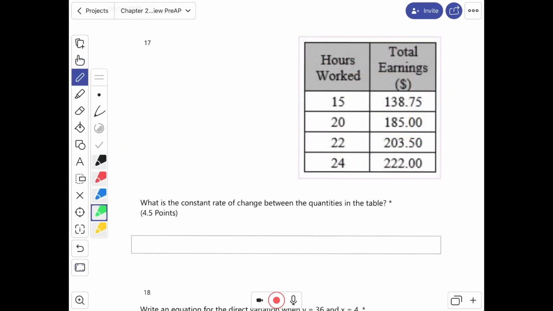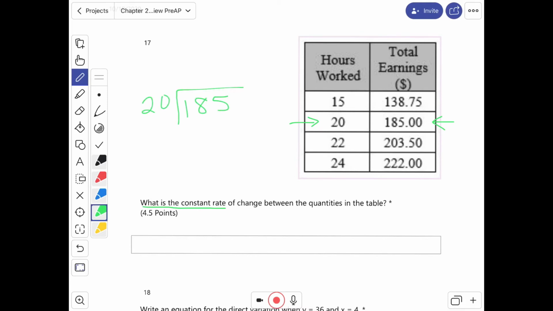This next question starts the PreAP section. So it says, what is the constant rate of change between the quantities in the table? Notice it says, what is the constant rate? Implying that it is a constant rate. We're not checking to see if it's constant. They're telling you it is. That means I can pick any interval I like and divide it to find the constant rate. So I'm going to pick the one with the easiest numbers, I think are the easiest numbers.